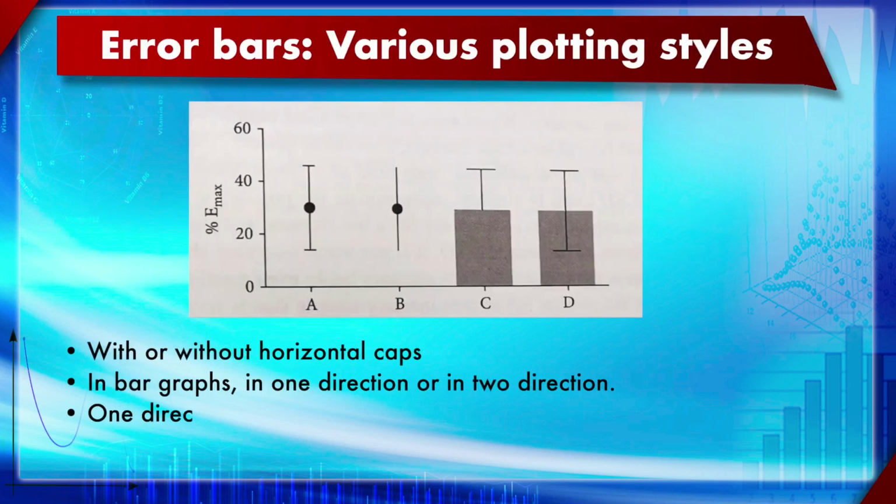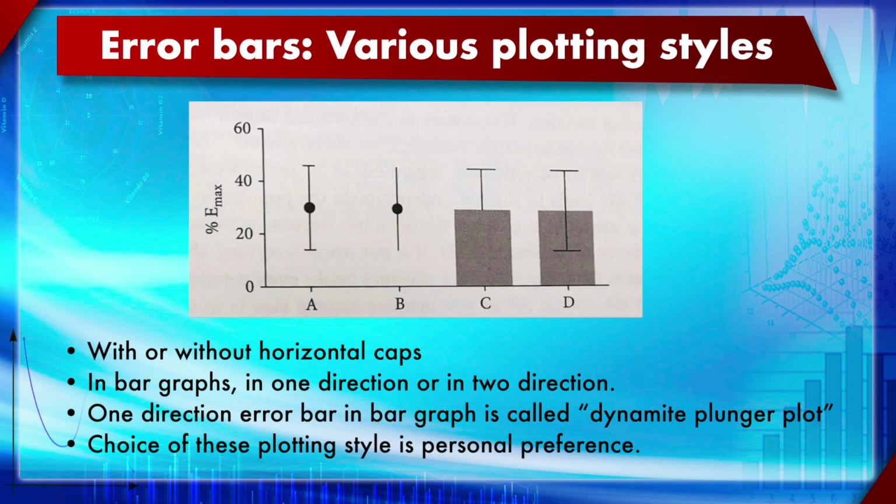First are the various plotting styles of the error bar. As you can see here, the error bar can have both caps, but sometimes it has only one cap, or no cap, and it can go in only one direction or in both directions. That is why there are different plotting styles. This is just a personal choice. Most graphs in biomedical sciences are usually the dynamite plunger plot, which I already explained to you, where the error bar goes in only one direction. Virtually you can use any kind of plotting style for these error bars.